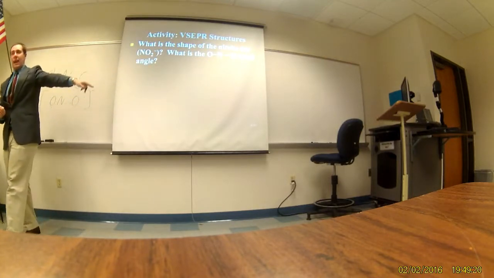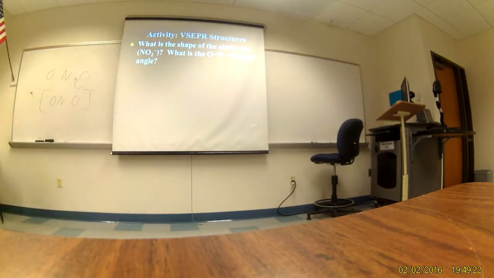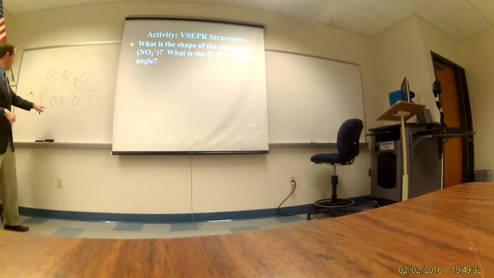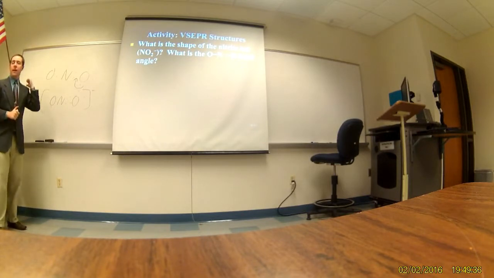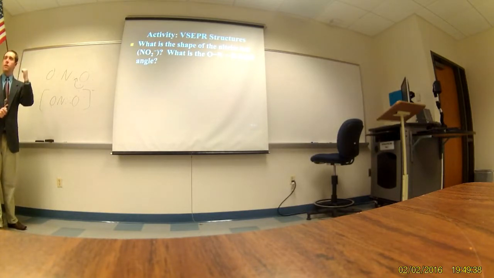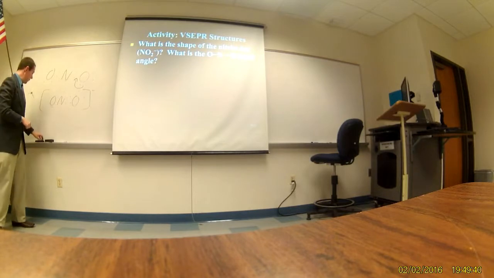What are the bond angles in that ion? Why is it 120? Triangle. Because it came from trigonal planar. Remember, there are two types of bend. This is the bend that came from trigonal planar. So it's 120.